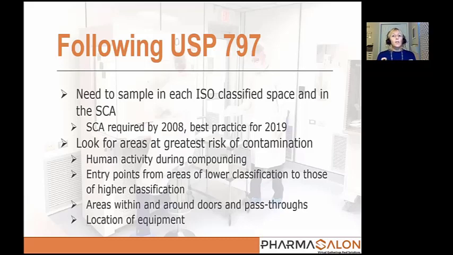But as we're looking at the areas for the greatest risk of contamination, it's human activity. What are the entry points of lower classification to higher classification? So do we have pass-throughs that might be a concern from that point? Ingress from, let's say, the ante-room into the buffer realm. Also areas within and around doors and pass-throughs. And then the location of equipment is really something that needs to be considered and how that's going to affect the microorganisms that we're going to see.